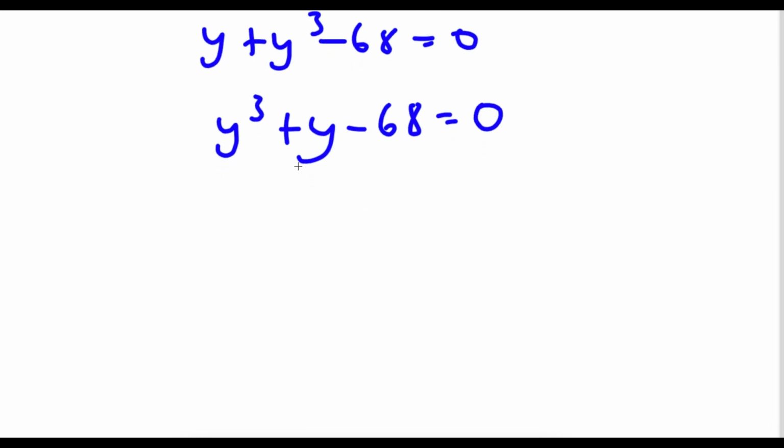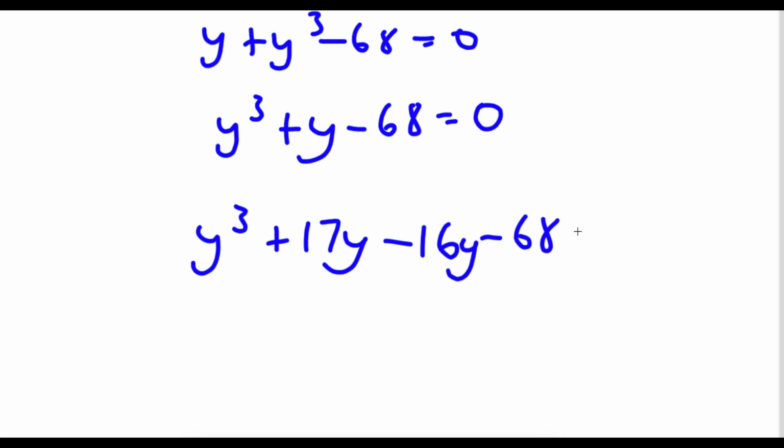Now to solve this, I'm going to first rewrite y as 17 minus 16. Now this minus 68 is equal to 0. Now I'm going to factor by grouping. So first, from y to the power of 3 minus 17y, I'm going to factor out y, because that is the greatest common factor. So now I have y times y to the power of 3 divided by y is y squared, plus 17y divided by y is 17.